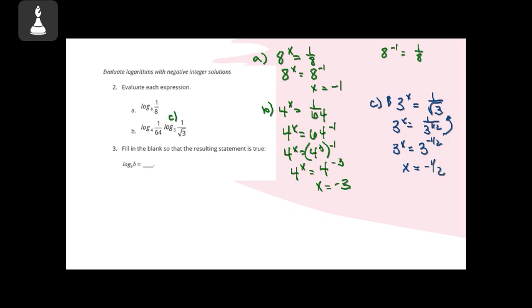Now we've got one more question here. Fill in the blank so that the resulting statement is true. If you ever take a log base b of b, you will get 1. So that means log base 2 of 2 is 1. Log base 5 of 5 is 1.